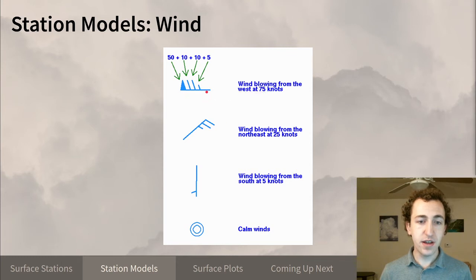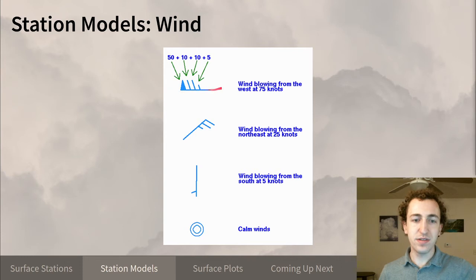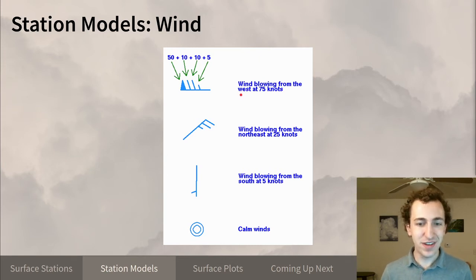And you see, again, the barb is sticking out towards the west. So the feathers of the arrow are on the west side, so that means the wind is blowing from the west. So it's a west wind, and it's going towards the east. But again, we say the direction wind is coming from, so it is a west wind.